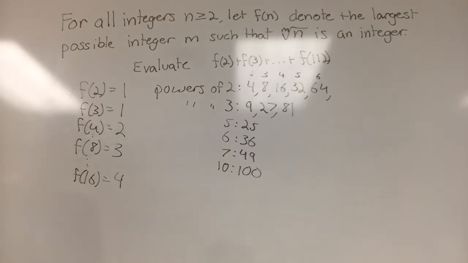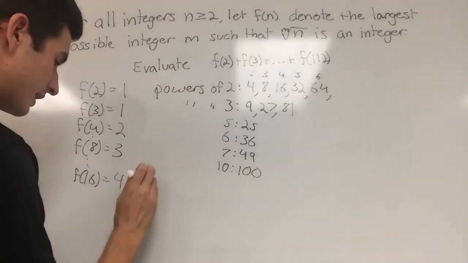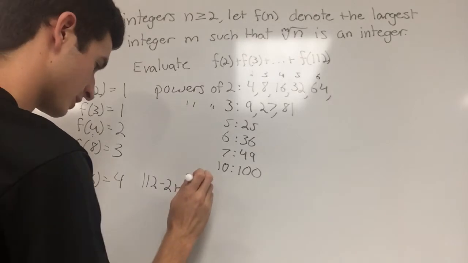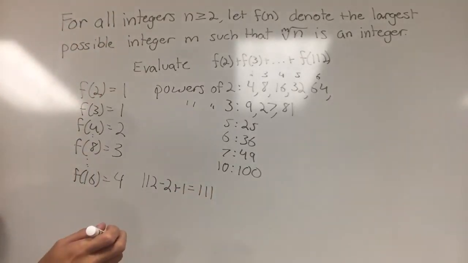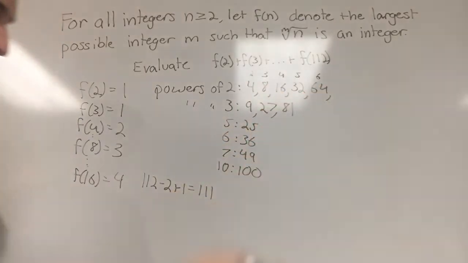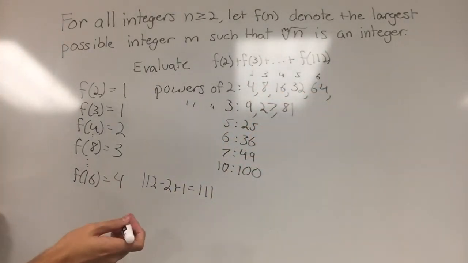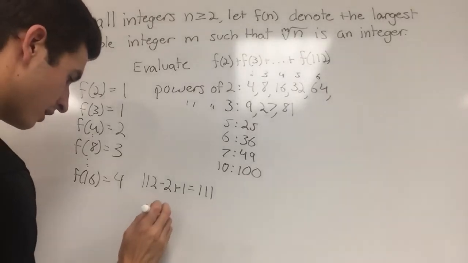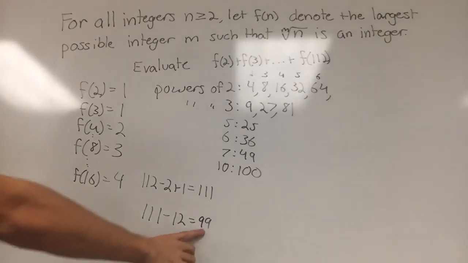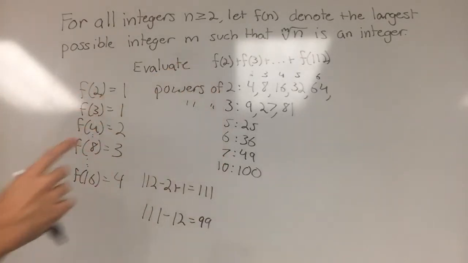But how many numbers other than these are there between 2 and 112? So let's first figure out how many numbers are between 2 and 112. That's 112 minus 2 plus 1, which is 111. And then there are 1, 2, 3, 4, 5, 6, 7, 8, 9, 10, 11, 12 numbers there. So for all the other numbers, there are 111 minus 12, 99. So there are 99 numbers where the value is going to be 1.